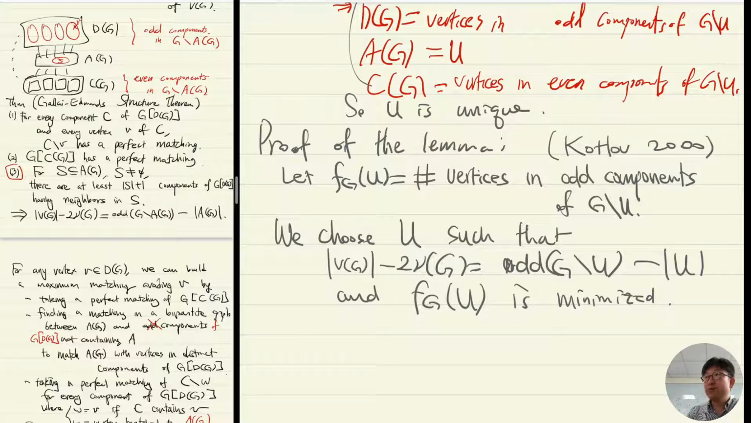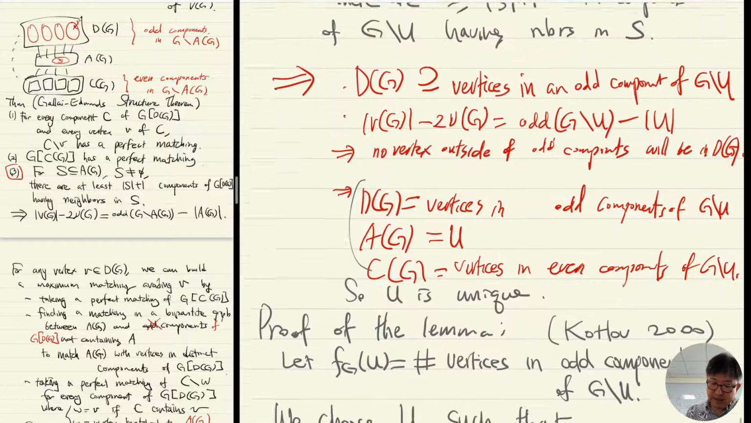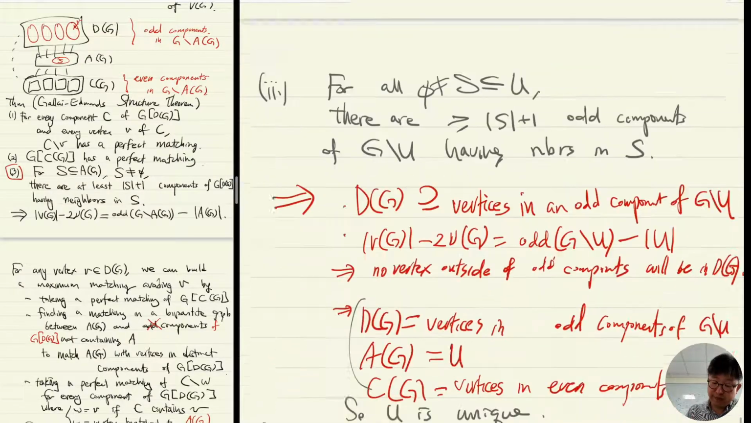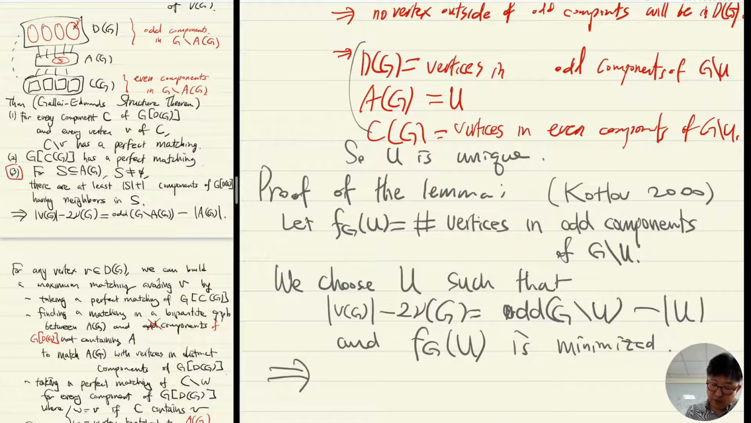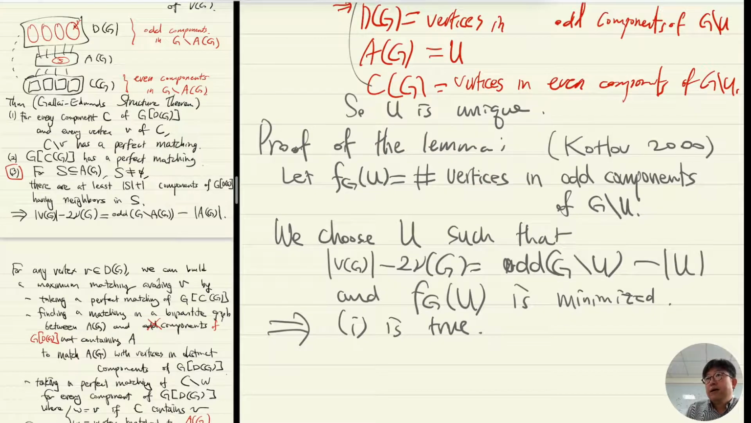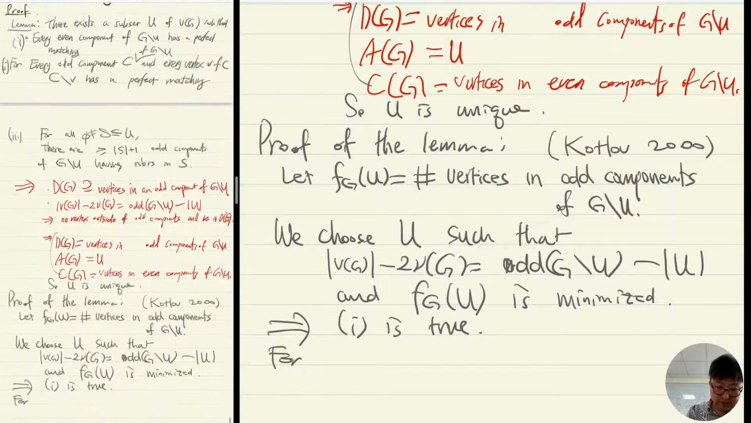And we already know that there is a maximum matching of size satisfying this equality. So this implies that if you do have a maximum matching, then every even component will have a perfect matching. So 1 is true already. Now let's try to prove 2. So what is 2?